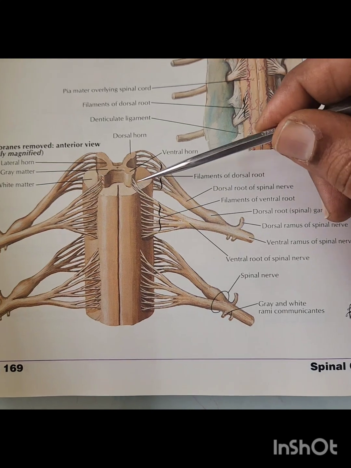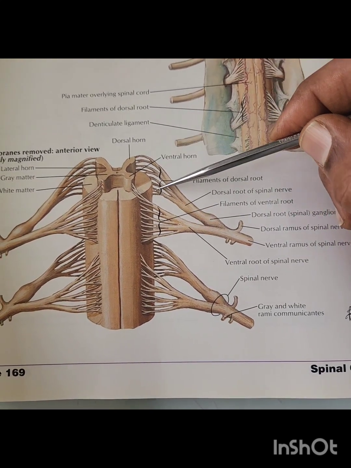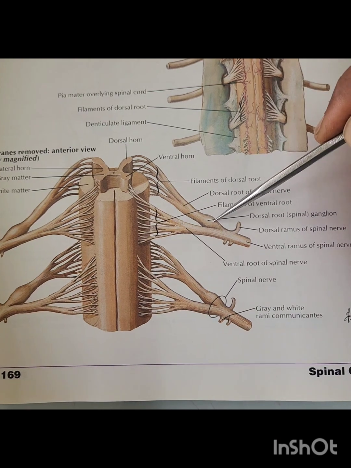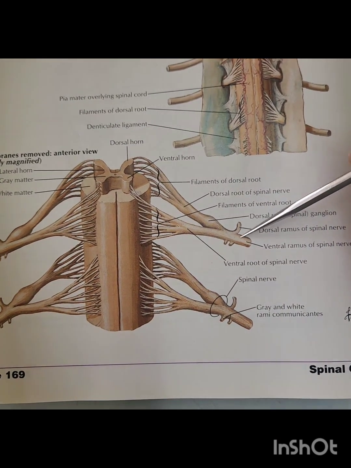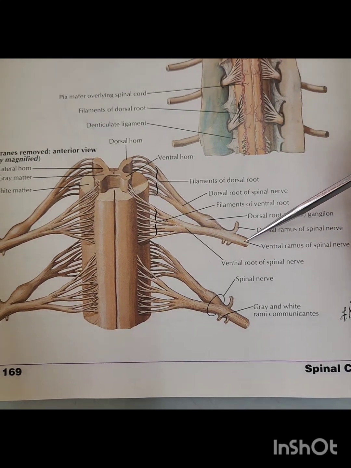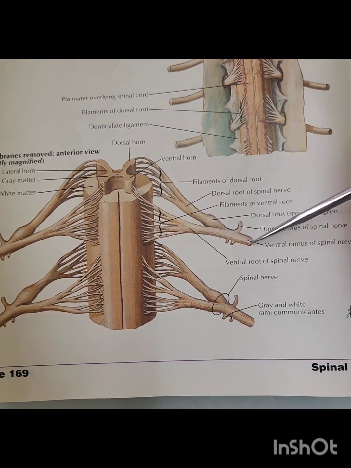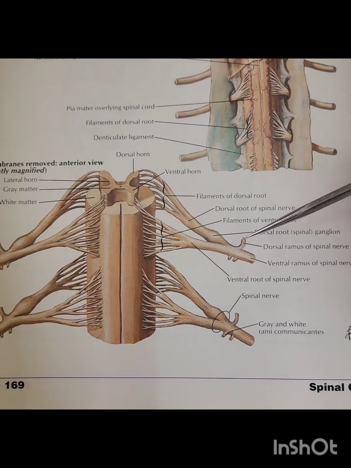I mean, the ventral roots of the spinal nerves are motor, and dorsal roots are sensory, as you can see the dorsal sensory ganglia here. And once they join and divide, the ventral ramus of the spinal nerve is a mixed nerve. It has both a motor component as well as a sensory component in this, and this is the dorsal ramus.